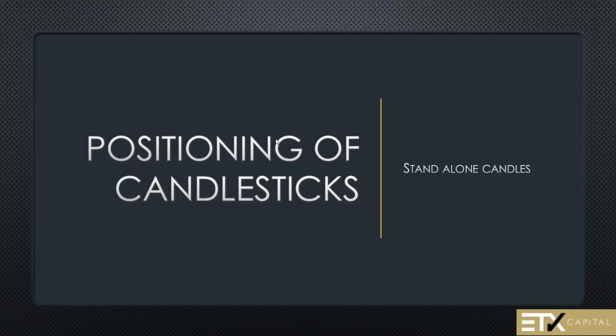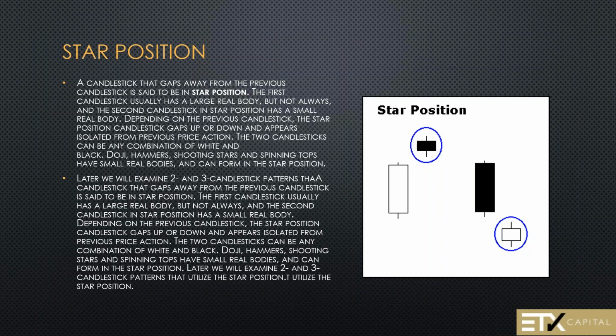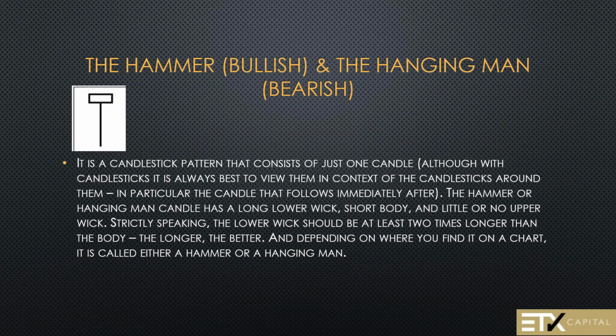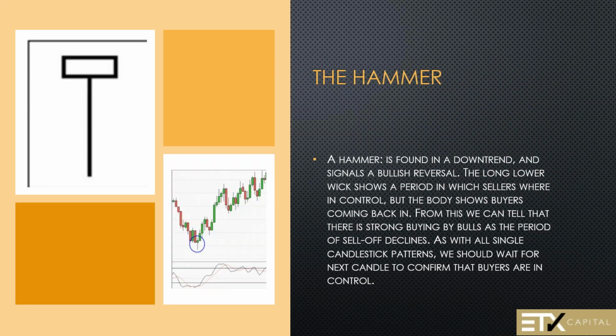Now, there are singles, doubles, and triples, and they're all about where these candlesticks are positioned. So we have standalone candles. These are single candles that will appear at some time. We have like the star position. We have shooting stars and inverted hammers. Now, you're not going to learn and master all these in one night. In fact, you're not going to learn and master all these in quite some time. But you should be aware of them.